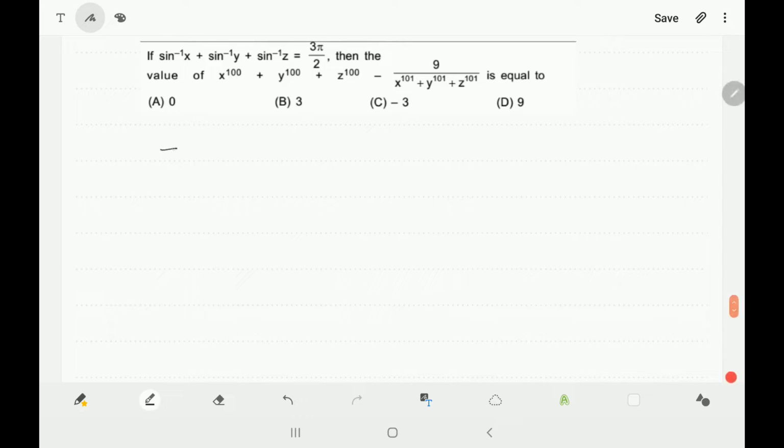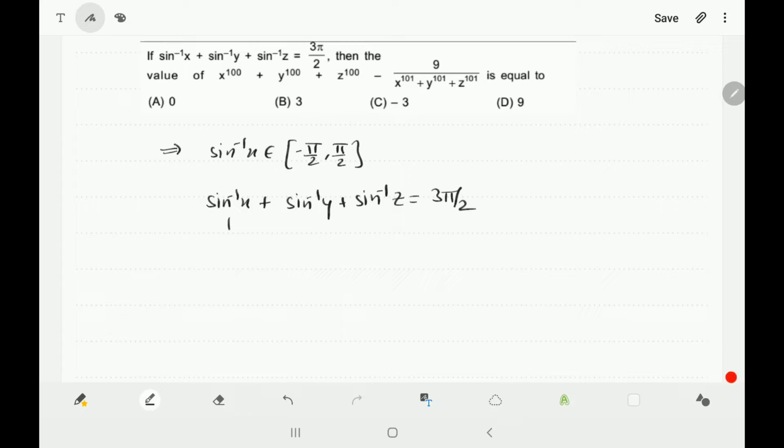Sin inverse x has a range from minus pi by 2 to pi by 2, closed interval. So sin inverse x plus sin inverse y plus sin inverse z will be equal to 3 pi by 2 if and only if this term is equal to pi by 2, this term is equal to pi by 2, and this term is equal to pi by 2. It's quite clear from this fact that sin inverse x has a maximum value of pi by 2. Similarly, sin inverse y has a maximum value of pi by 2, and sin inverse z has a maximum value of pi by 2. So all these three terms when added together will give 3 pi by 2 only if all three are equal to pi by 2.